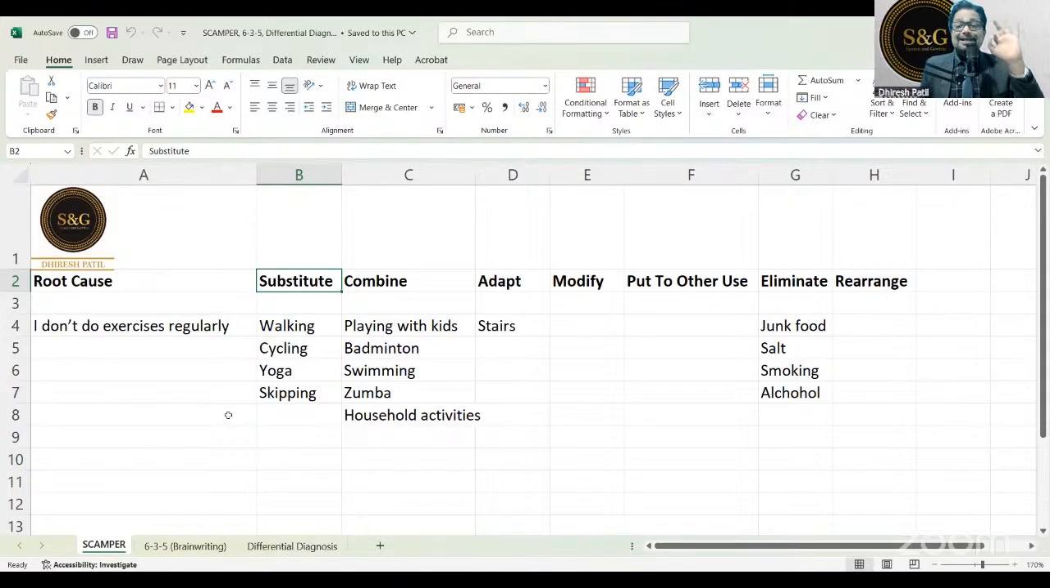So substitute is a trigger word. And what ideas are getting generated in your mind? Those ideas have to be put over there. What is coming to your mind? What can be a substitute for exercise? Type in the chat box. Let's be a little innovative there.